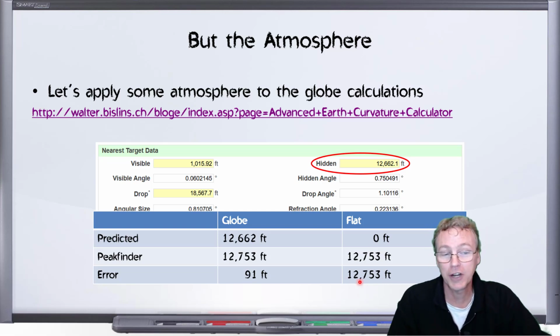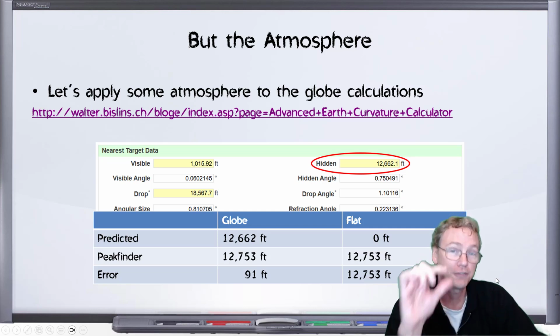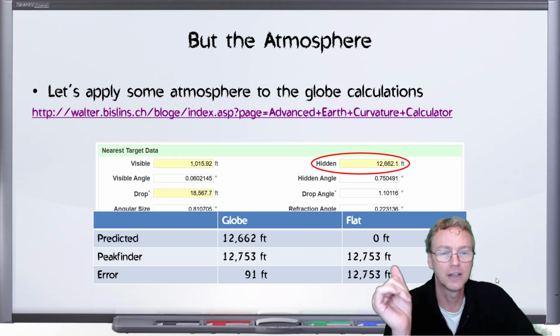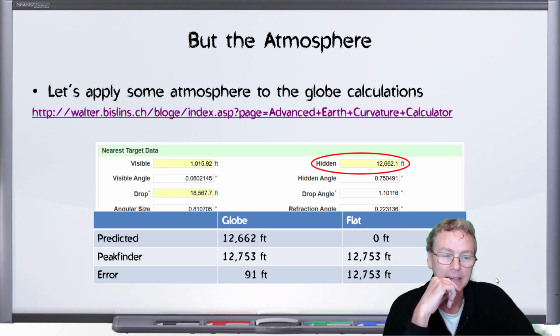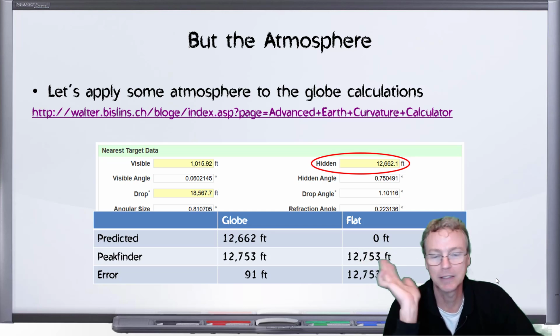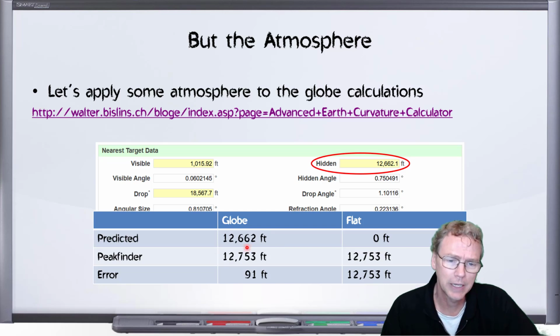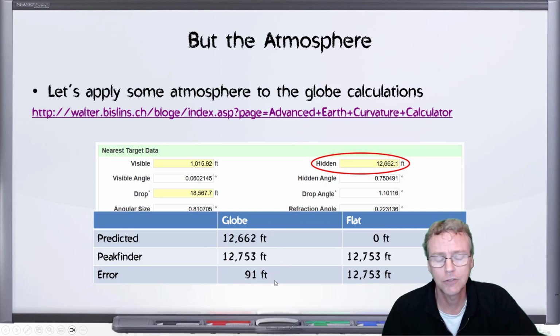If you have one, great. If your formula can generate 12,000 feet, the bottom 12,000 feet of a 13,000 foot tall peak was obstructed by the atmosphere, then show me that. We'll talk about it. We'll put it in here. This is the best we can really estimate here for the globe. This is what the globe model actually says.